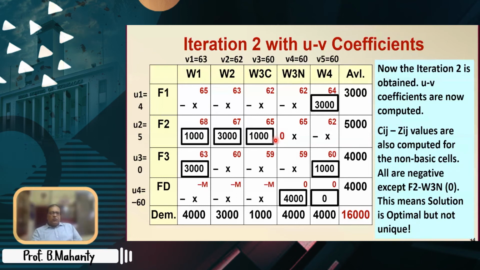So look here, somebody has asked me a question: can a degenerate solution also have an alternate optimal solution? So here is an example. Degenerate solution, because there is a 0 here. So that degenerate solution, not only is it degenerate, but there is also an alternate optimal solution. Because of this 0, this particular solution is definitely optimal, but we also have a 0 in the Cij minus Zij. Therefore, not only is this optimal, but an alternate optimal solution also exists.